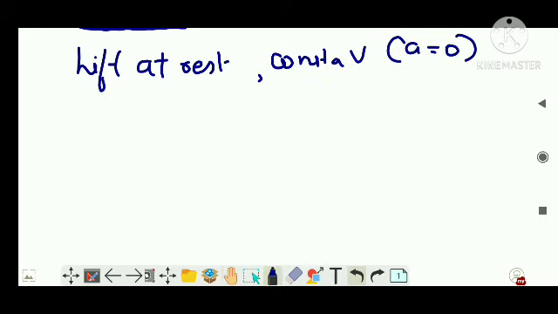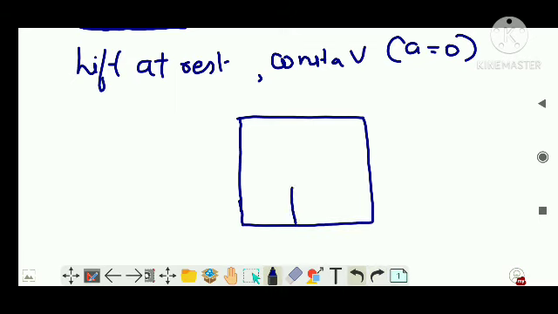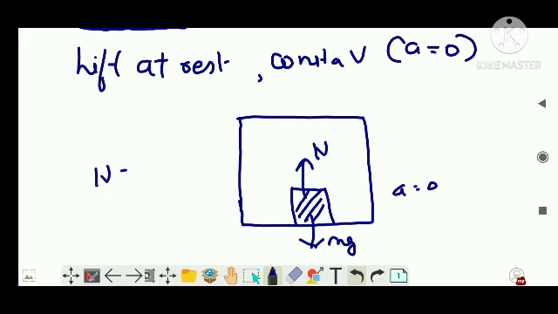Clear? So let's take the lift at rest. All these conditions we have to deal with. Now the acceleration is 0. Suppose this is the lift and there is an object with mass m. So there will be mg downwards and there will be a reaction N upwards. There is no horizontal force. Since acceleration is 0, you can write N is equal to mg.